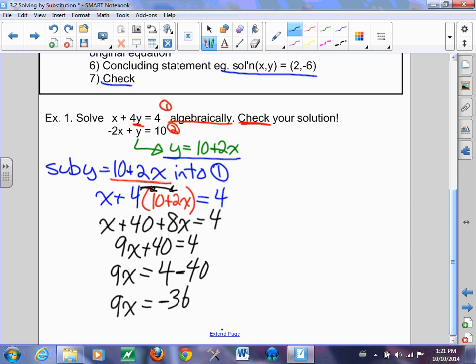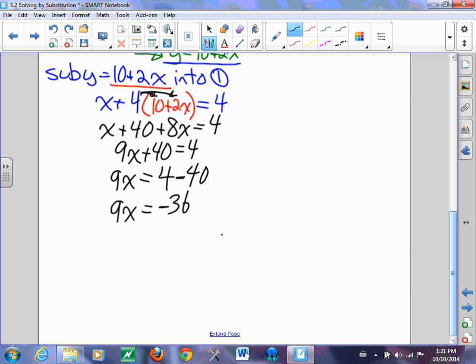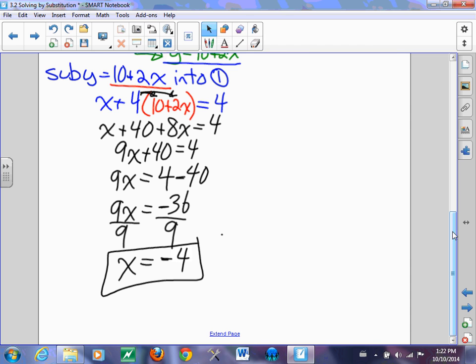And how do we get x by itself, guys? Divide both sides by what x is currently being multiplied by, and so it's going to be 9. So you simplify here using integer laws. It's going to be negative 4. Put a box or a circle around that because that's part of your answer. So that's basically just finding the x-coordinate if you're thinking about graphing.